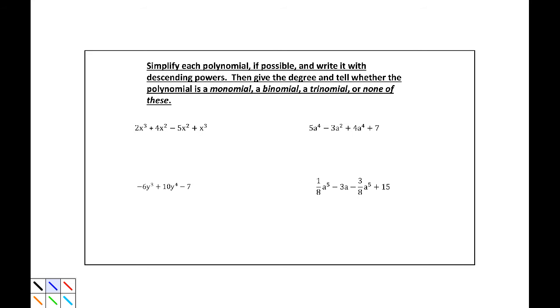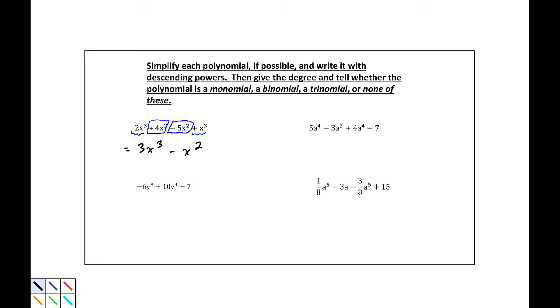Let's combine like terms. That's something we can definitely do. We have 2x cubed and 1x cubed, so that would make for 3x cubed. And we have the terms 4x squared minus 5x squared, which would be negative 1, so negative x squared. Now that is in descending order. I always start with the highest exponent, so I started with the cube terms first.